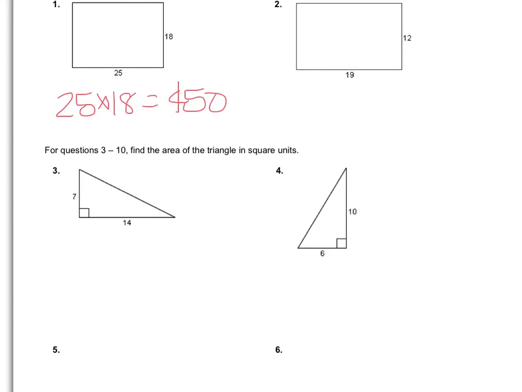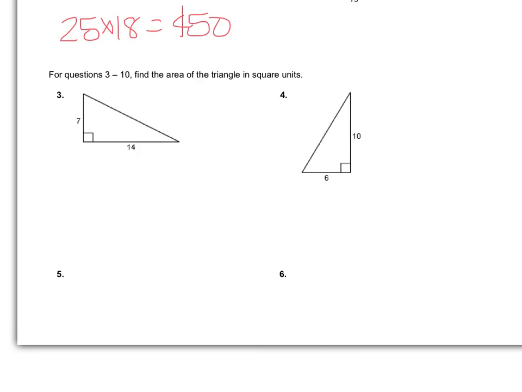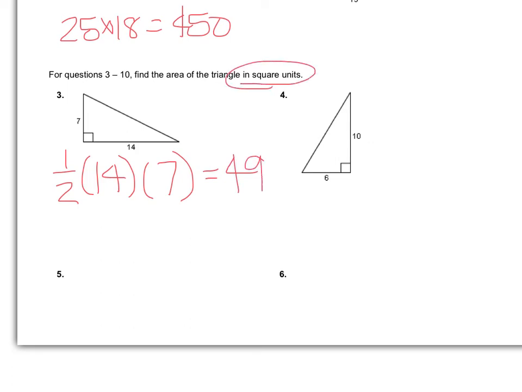So for number 3, I'm supposed to find the area of the triangle. So to find the area of a triangle, I know it's 1/2 of the base, which is 14, times the height, which is 7. And 1/2 times 14 times 7 is going to give me 49. Now remember, it is in square units. All area is in square units, so you would write that as units squared.